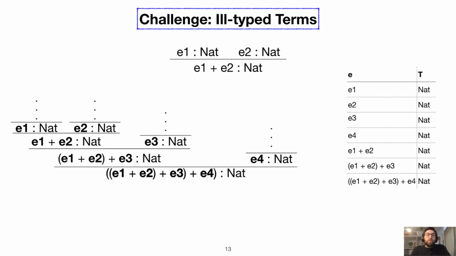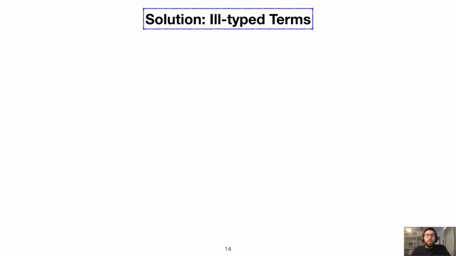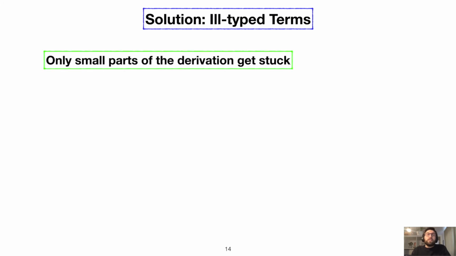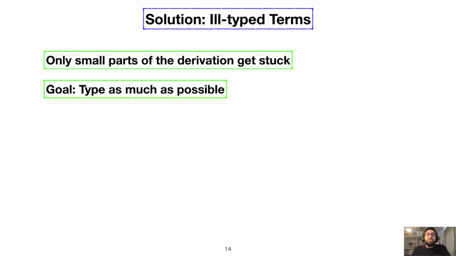When writing programs, we will introduce typing errors and we will fix these errors in quick succession. This will result in oscillation of the cache, and this hurts incremental performance. To make the cache more resilient to changes, we have found a new encoding of type systems. It's based on the observation that only small parts of the typing derivation get stuck, and the goal is to type as many parts of the program as possible.